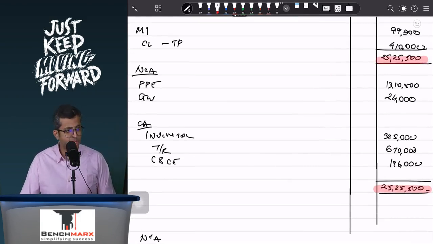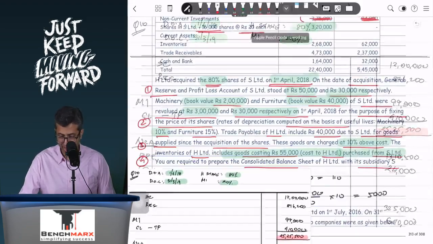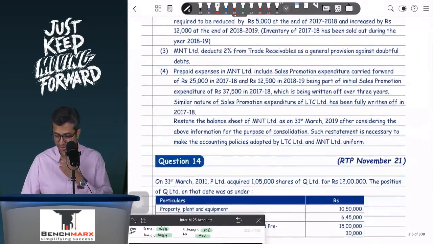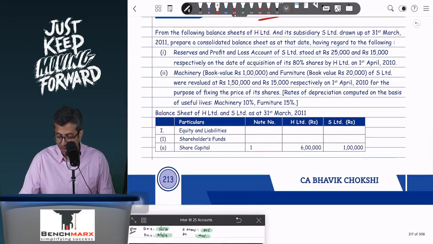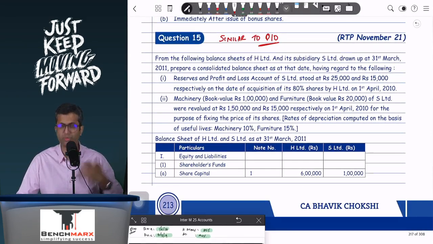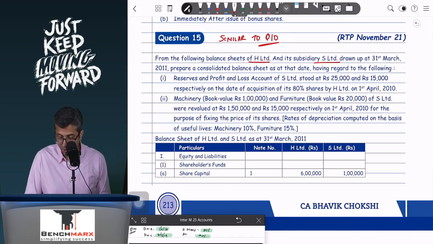25,25,500. Now once you review this, you will find that your question number 15 is a subset of this question. So if you do 10, you don't need to do 15, but in your first revision, you can probably try both of them. Like with the balance sheets of H and S on 31st March, reserves and P&L are given at 25 and 15,000 respectively. 80% stake is acquired.